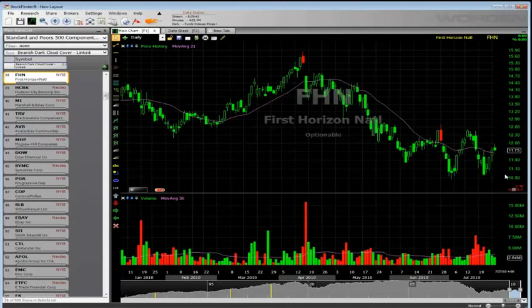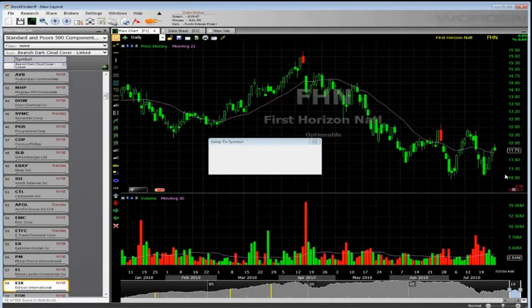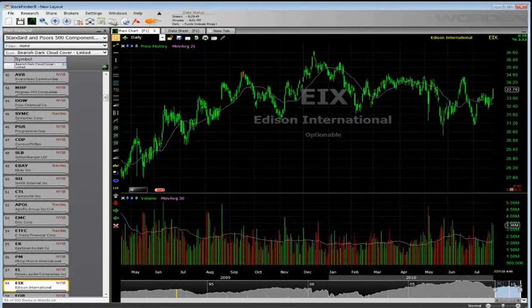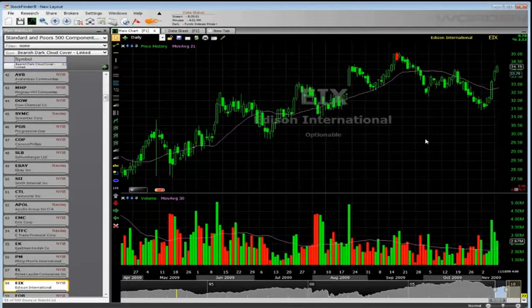So that's FHN. EIX also has a pretty strong example that I want to show you. And I realize that we're working on borrowed time here, so I'll try to be careful. The reason I pull this chart up for EIX is because this is one of my favorite formations in terms of the long-term price picture.